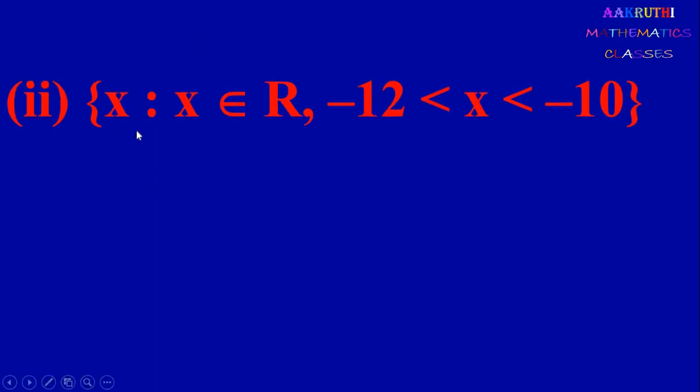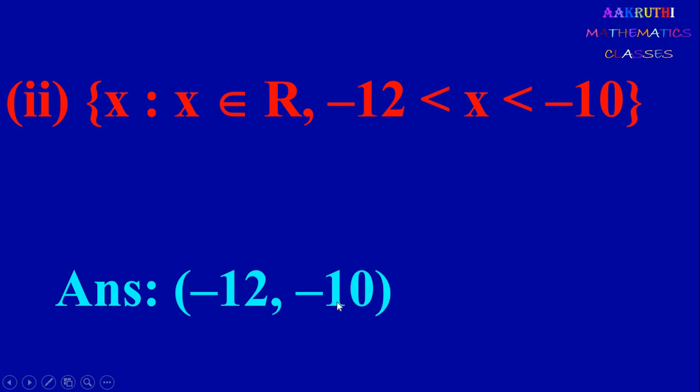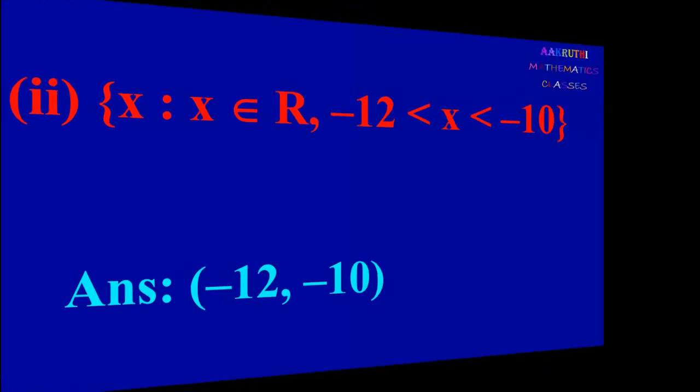So next one, set of all x such that x belongs to R and x is greater than -12 and less than -10. You write all the numbers in between -12 and -10, but these two numbers are not included. So not included means you have to use round brackets. It is the open interval -12 to -10. All the numbers in between -12 and -10, but these two numbers are not included.